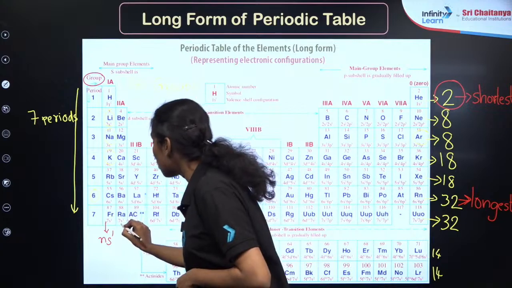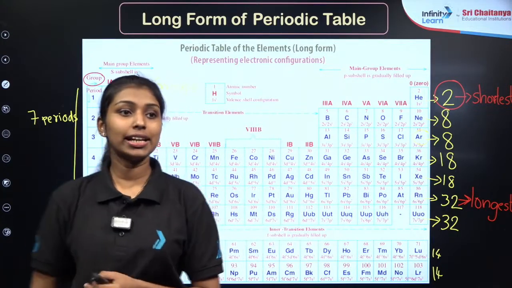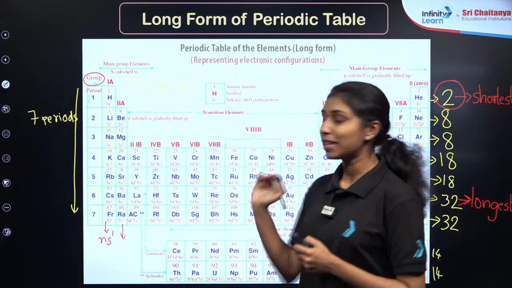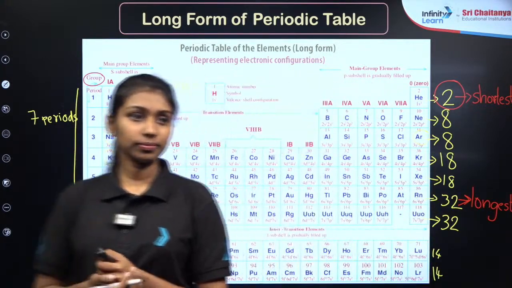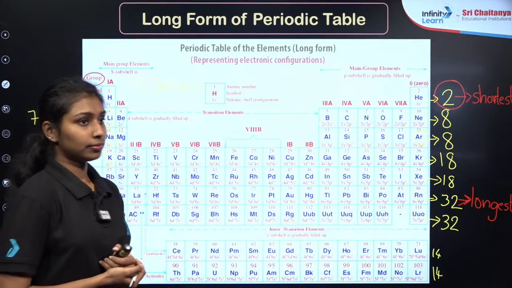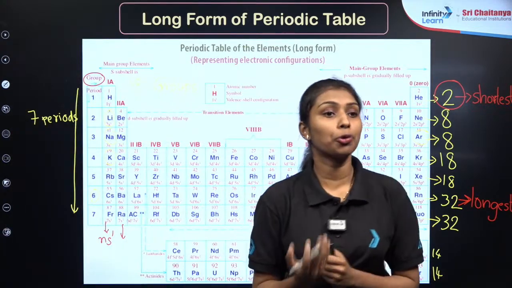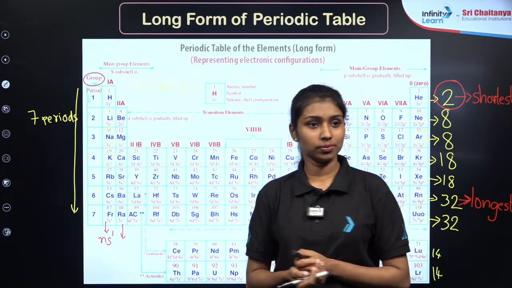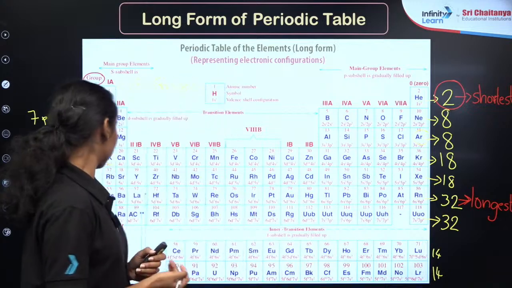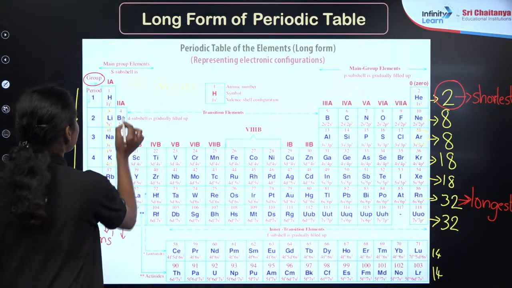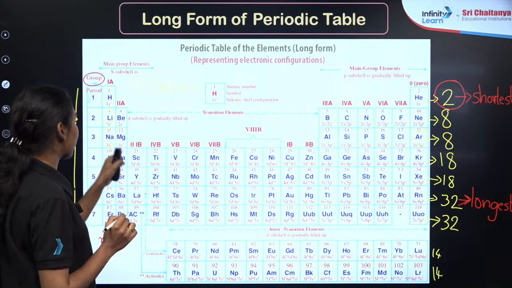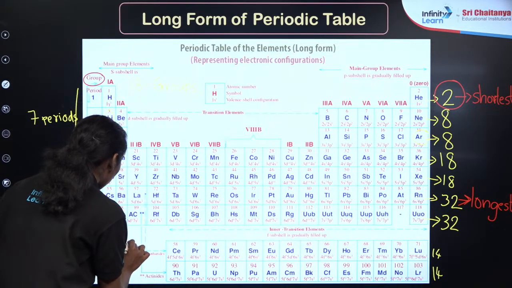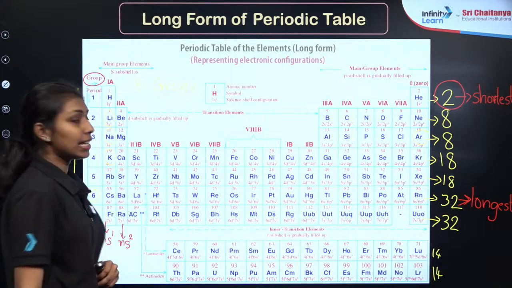Similarly, what will be the electronic configuration of second group elements? Any guess? Just look into the periodic table and give me the answer. What will be the general electronic configuration of second group elements? Let us see: for beryllium it is 2s2, for magnesium it is 3s2, for calcium it is 4s2 and so on. Which means ns2 will be the general electronic configuration of second group elements.